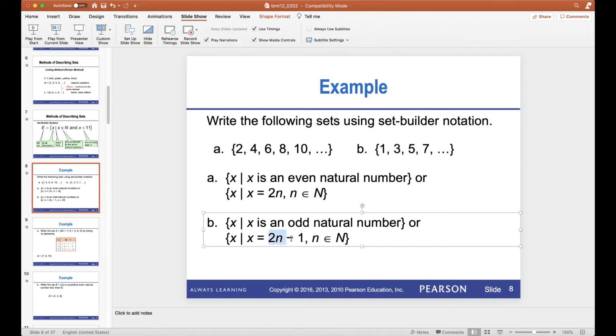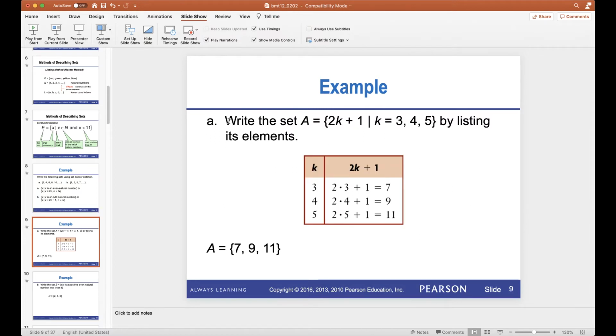For the odd numbers, you start off with 2n but you have to subtract 1 so it becomes odd. If I plug in 1, I get 2 times 1 is 2, and then minus 1 gives me 1, and so on. So this one says X such that, and it's always such that, and then that same variable again, X is an odd natural number. We should know what odd natural numbers are. The other way to write it is X such that X is equal to 2n minus 1, where n belongs to the natural numbers: 1, 2, 3, 4, and so on. You're plugging in those numbers.